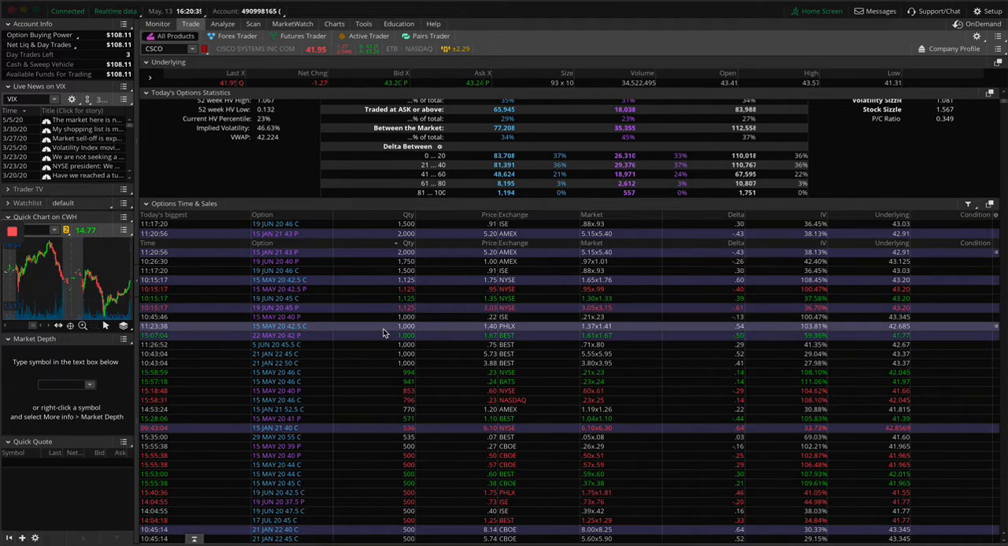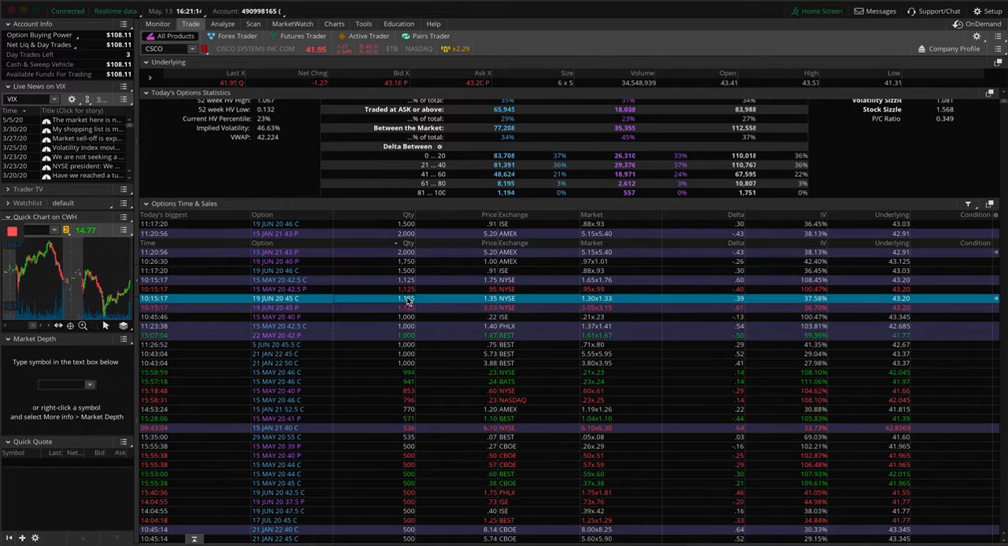Then also, look at this. They sold 1,125 puts below the bid price. That means they expect the stock is not going to go down. It's going to go up, and they're expecting it might go above $45 by June. You can see $3.03 is the price they bid, and the bid price at the time was $3.05. So it means they're selling the puts.